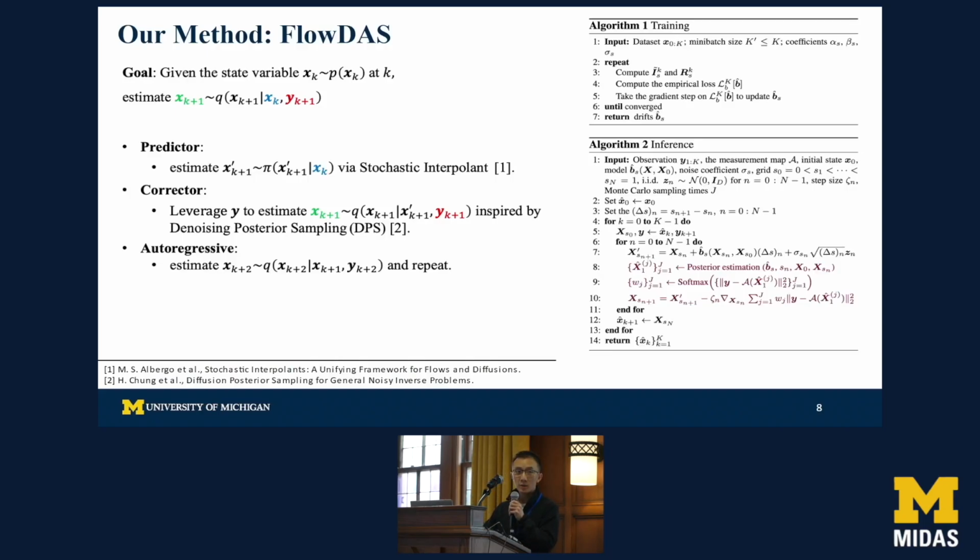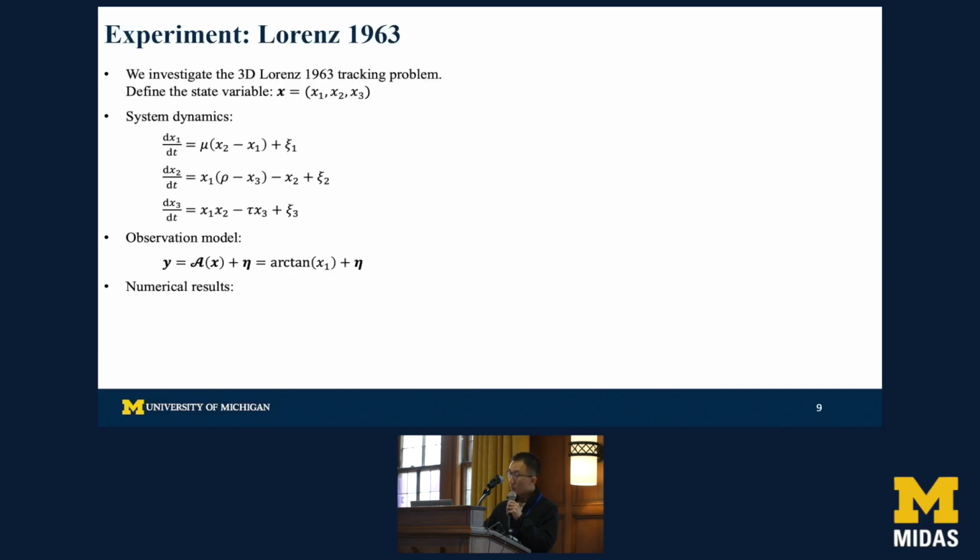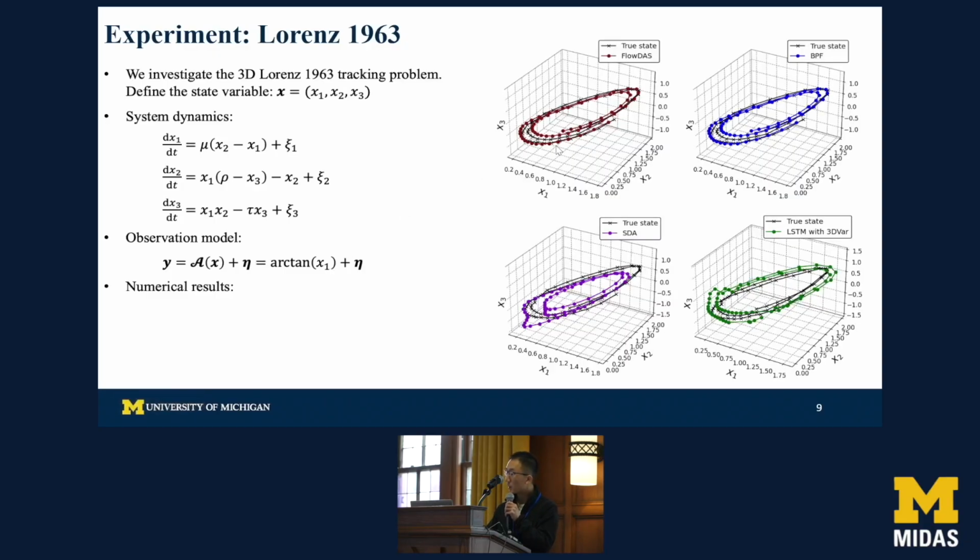And we tested our method from low-dimensional problems to high-dimensional problems, and it shows much better results compared to diffusion-type models. First, in this experiment we do state estimation for Lorenz systems. This is a low-dimensional, three-dimensional problem. This is our system dynamics, and we have an observation which measures the first coordinate. And this is the result we get. This is the flow DAS method that we introduced.